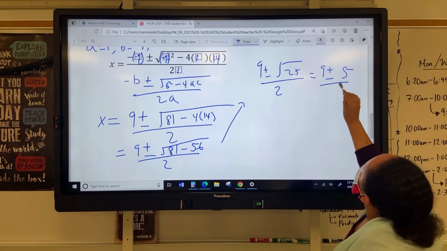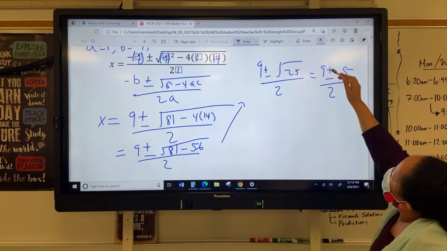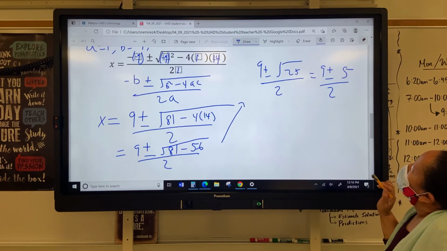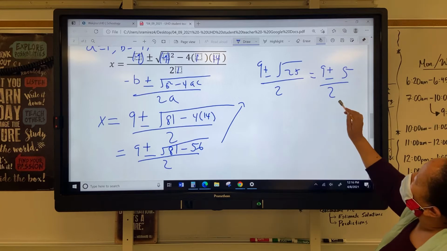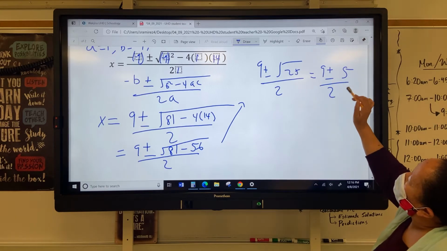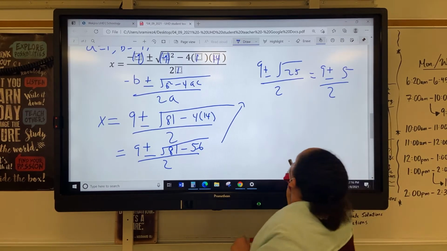Over 2. Now since we get in this, we have two solutions: 9 plus 5 over 2, then 9 minus 5 over 2. That's how we're going to do here.